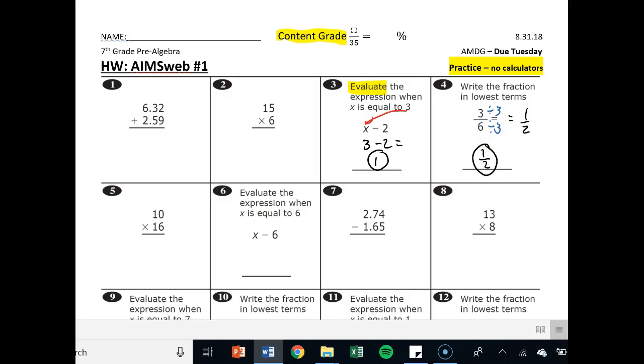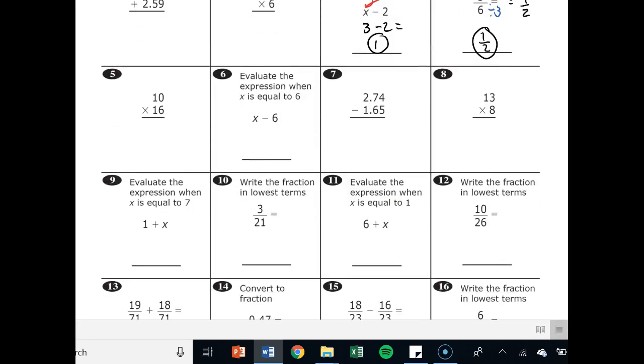All right. Problem number 5, simple multiplication. Problem number 6, just like problem number 3. Problem number 7, you're going to want to borrow. You cannot do 4 minus 5. So borrow from the 7, it becomes a 6, and it becomes 14 minus 5, which is 9. 6 minus 6 is 0. Drop down your decimal. 2 minus 1 is 1, so 1.09.